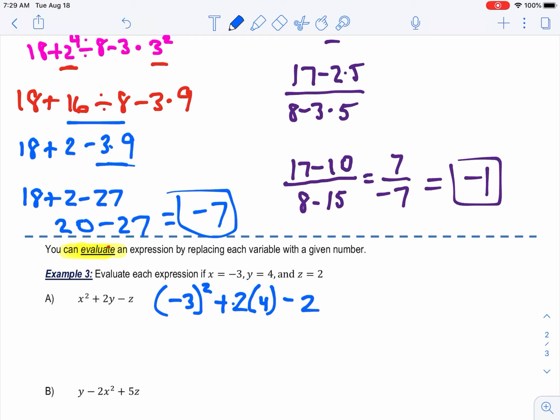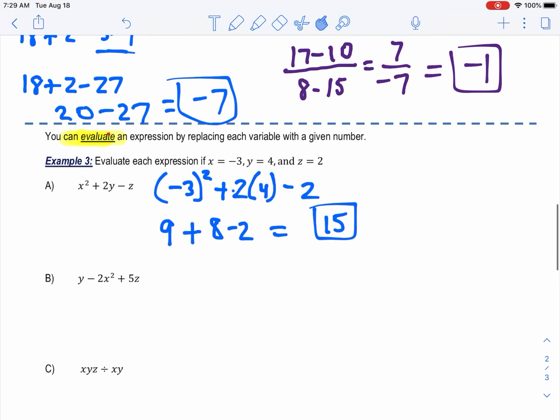I see a square, so it's negative 3 squared. Negative 3 times negative 3 is positive 9. Plus 2 times 4, 2 times 4 is 8, minus 2. 9 plus 8 is 17. 17 minus 2 tells us 15 for our answer.